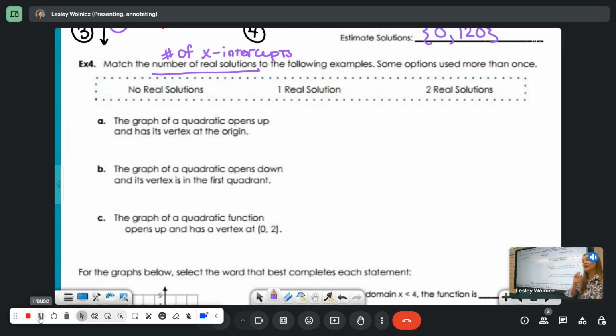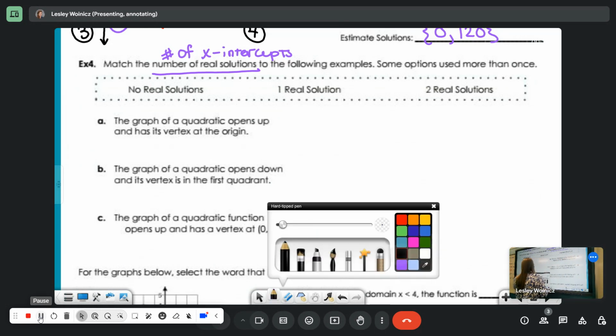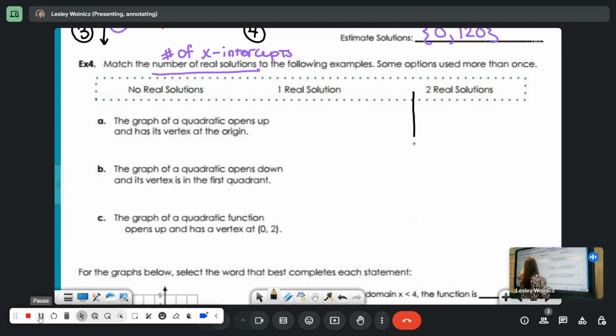Okay, so we're going to draw some little sketches so that we don't have to do all of this in our brain. So, I want the graph of a quadratic that opens up and has its vertex at the origin. So, I'm going to draw a little set of axes.